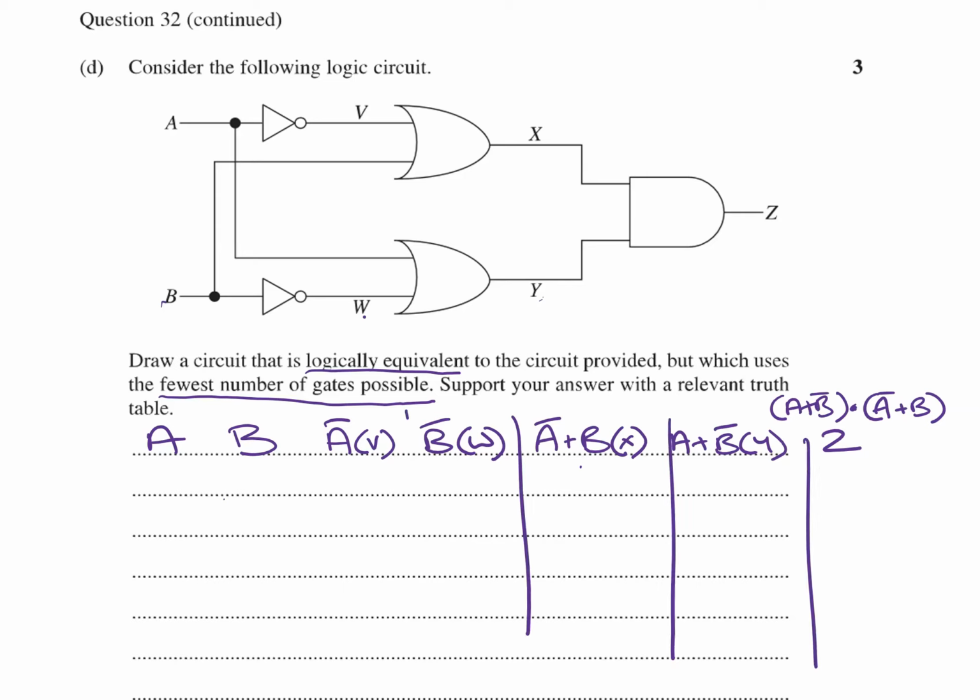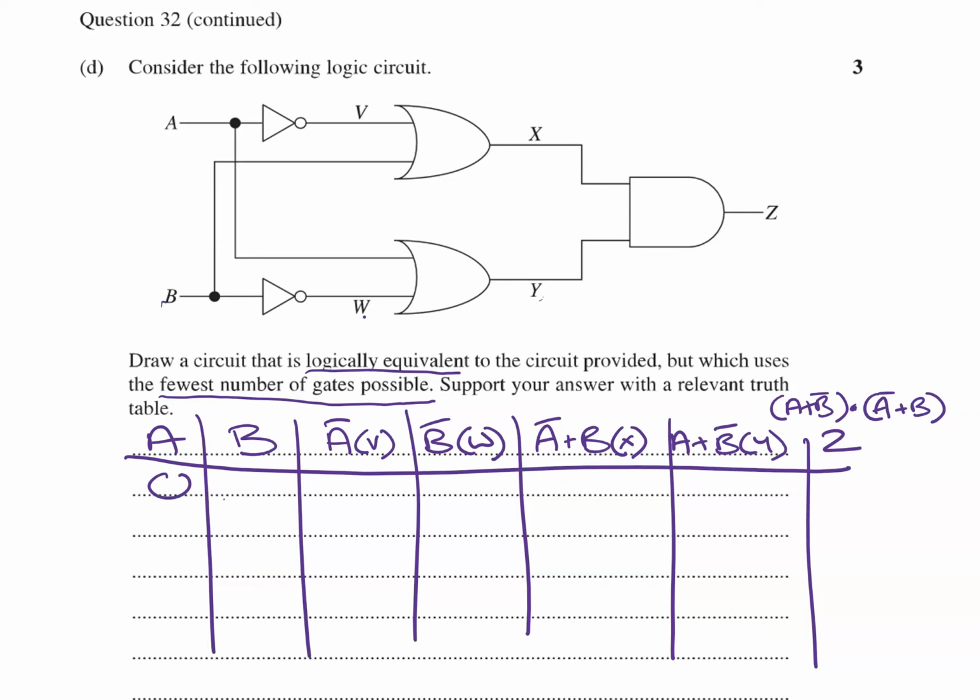Okay. We need 4 rows because there's 2 inputs. 0, 0, 0, 1, 1, 0, 1, 1. And not A is the opposite of A, so 1, 1, 0, 0. And not B is the opposite of B, so 1, 0, 1, 0. And not A or B is these two here. So when any of them is 1, the output is 1. So that's 1. 0 and 0 gives us a 0, and 1 and 0 gives us a 1.